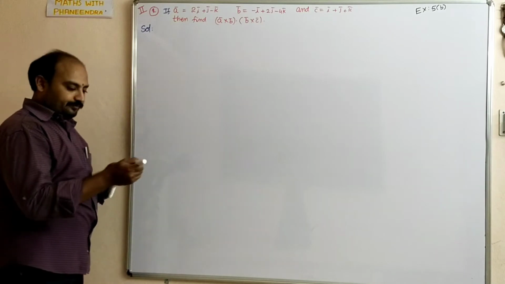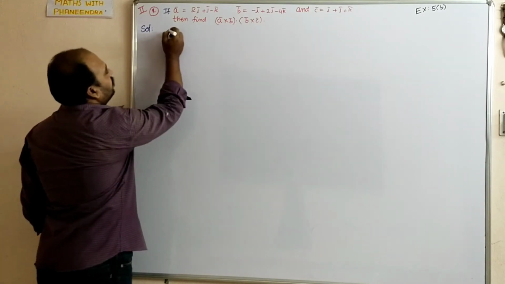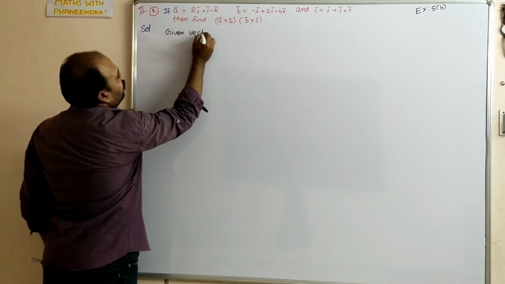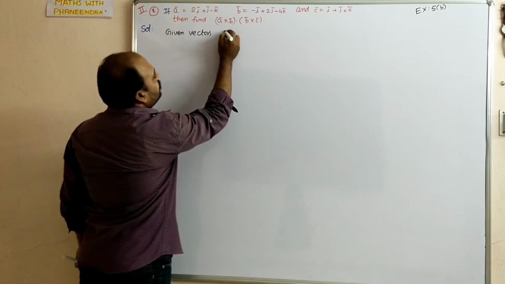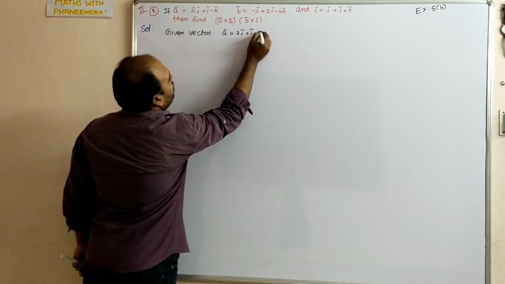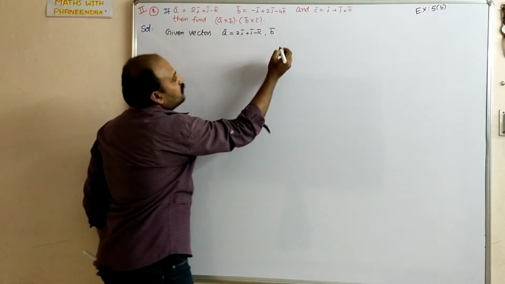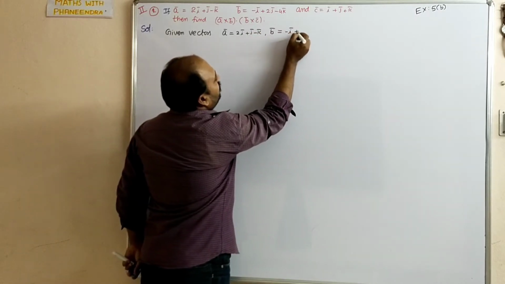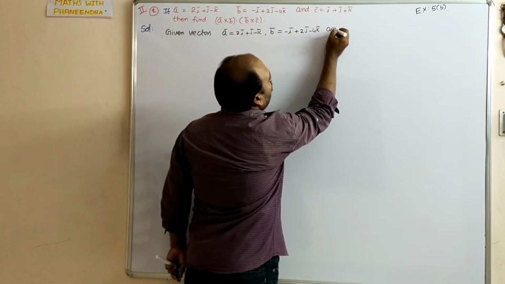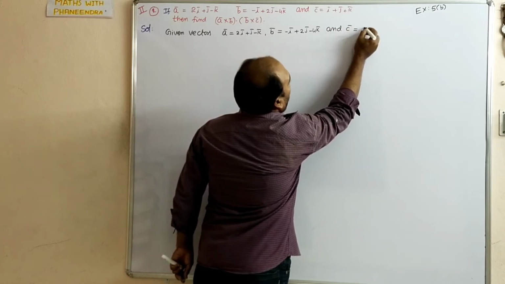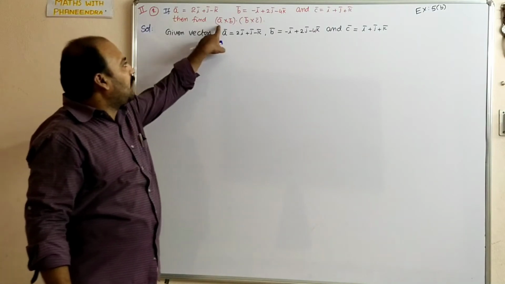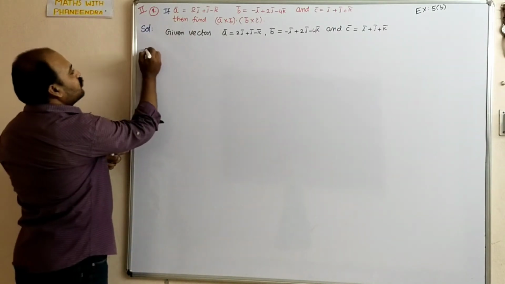See here, given vectors, I am writing all the vectors. A bar equal to 2i plus j minus k, B bar equal to minus i plus 2j minus 4k, and C bar equal to i plus j plus k. First you have to calculate A bar cross B bar, the cross product of two vectors.